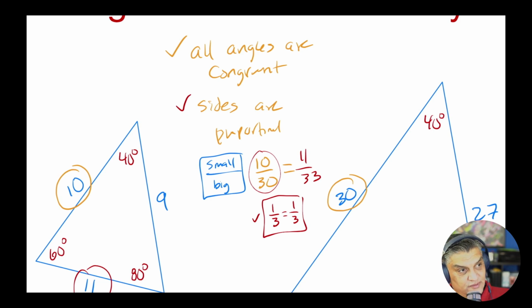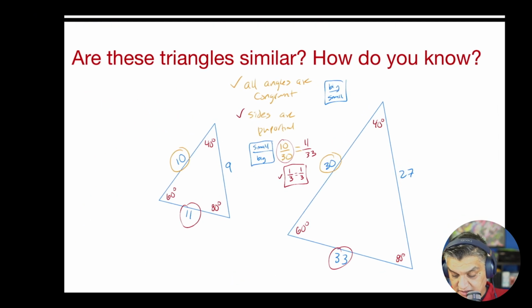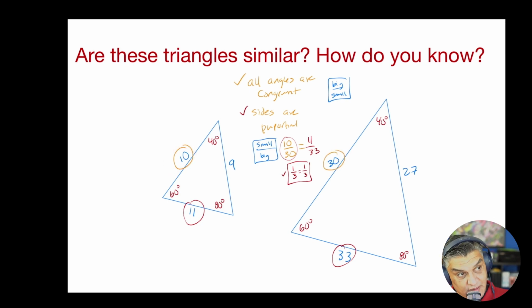And there you go. Someone says, I did it the other way, big over small. Okay, that's fine. If you did big over small, we can still look here. We can still say 30, and it matches. We have to match it with the corresponding side. We're not going to put 30 over 9.